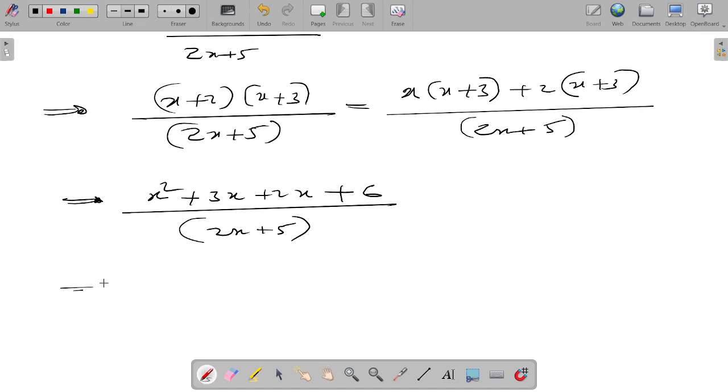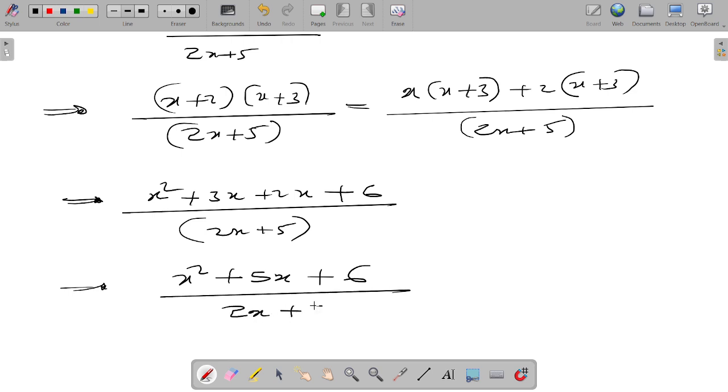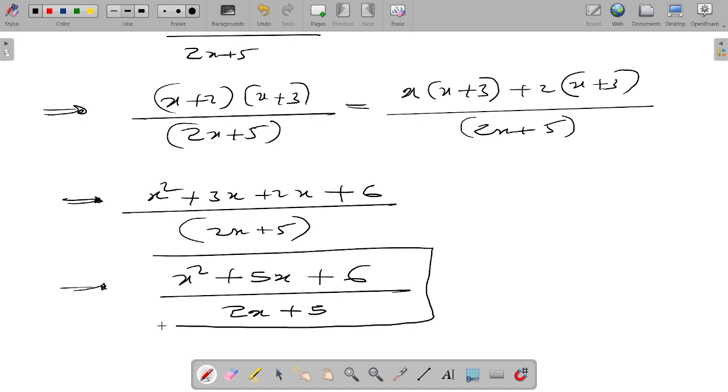So therefore, we are left with x squared plus 3x plus 2x is 5x, right? Then plus 6, divided by 2x plus 5. And this is the final result for this question. I can't solve anything again. Alright, now it has been reduced to a single term in terms of fraction.